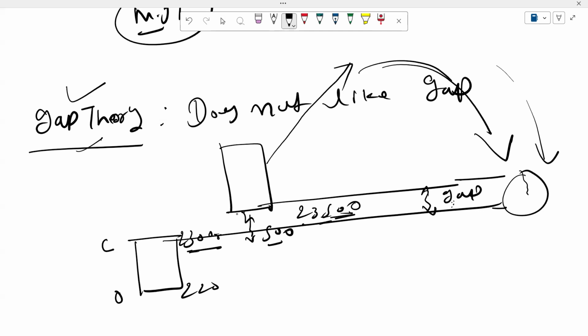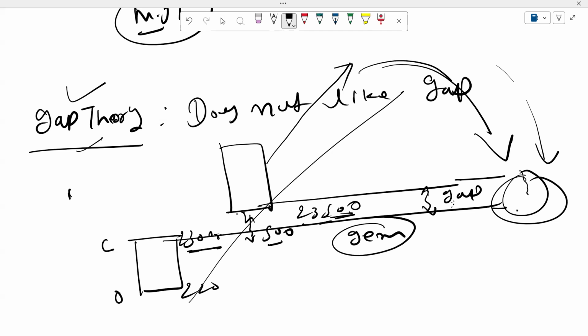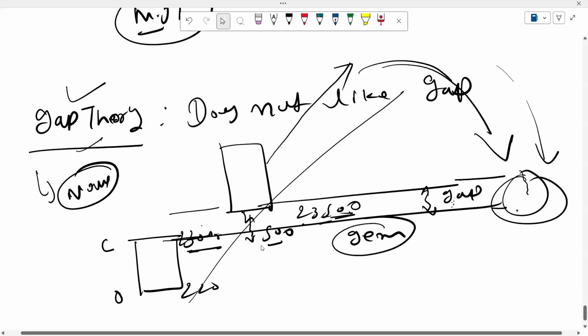So like market cannot directly go, sooner or later this gap will be filled. If it is a general gap, if it is like a breakout or breakdown, then you can say that this might not be filled. But if it is a general gap due to news, like something is happening in the USA market on the overnight news, so if it is a general gap, this gap will sooner or later fill.